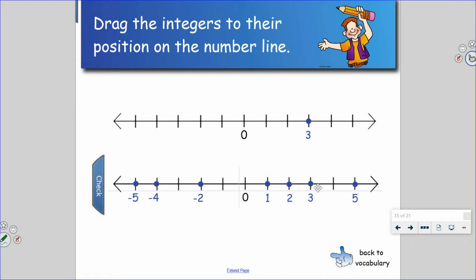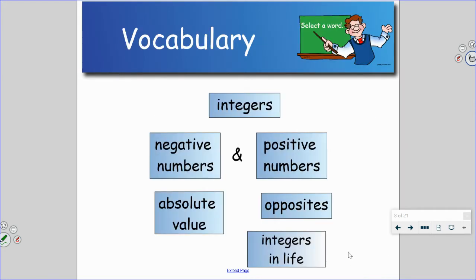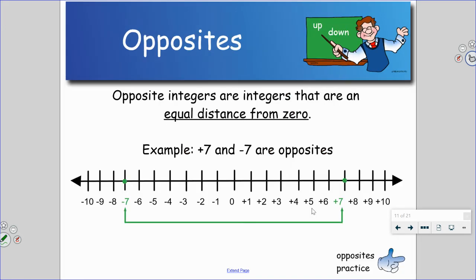We got positives 1, 2, 3, and 5 on the right. We got -2 to the left, -3 is not there, -4, and -5. All right, let's continue on talking about opposites, shall we?